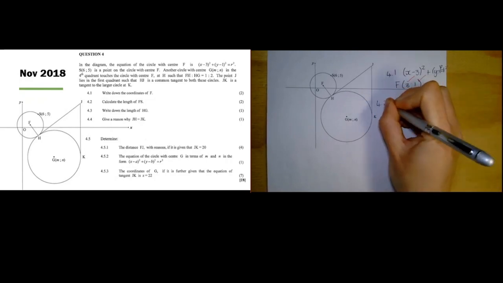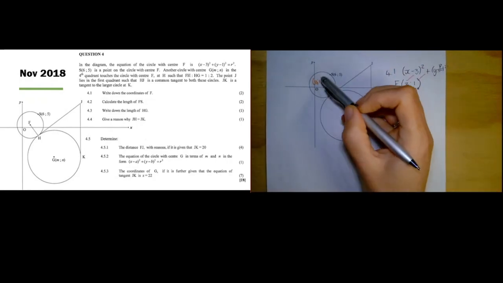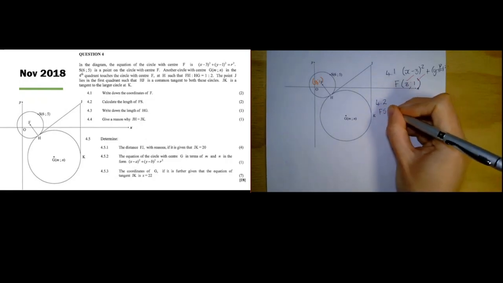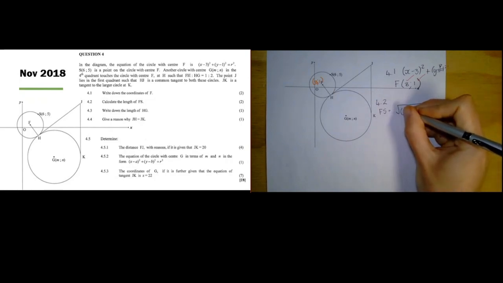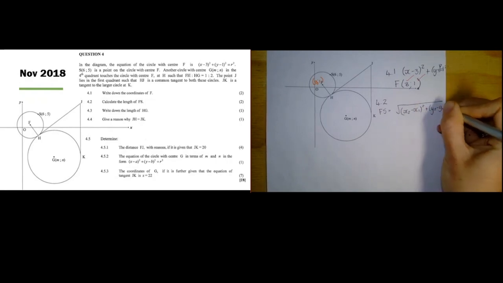Question 4.2. Calculate the length of FS. So now they want to know how long is FS. Remember, we now know what coordinate F is. It is (3, 1). So how can I calculate the length of FS? I can use the distance formula. FS equals, how does the distance formula look again? The square root of (x2 − x1) squared plus (y2 − y1) squared.